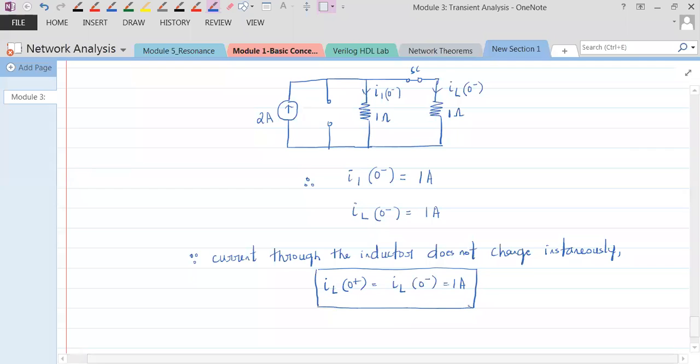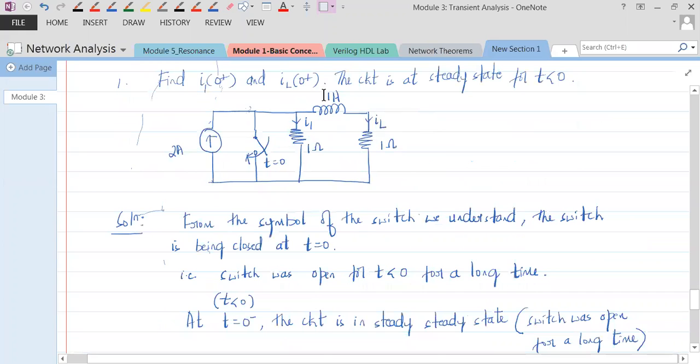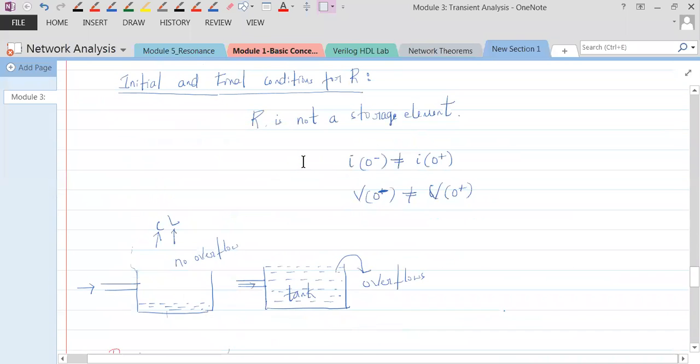Is this understood, everybody? But I1 of 0 minus would not be equal to I1 of 0 plus, since IL is the current through the inductor. IL of 0 minus is equal to IL of 0 plus. But this I1 is purely the current passing through the resistor. You should not mistake that. And what is the current through the resistor here?